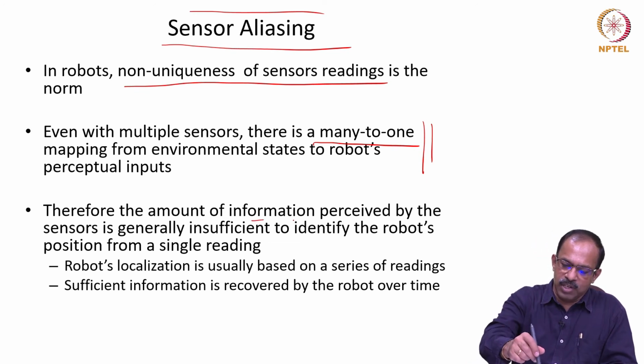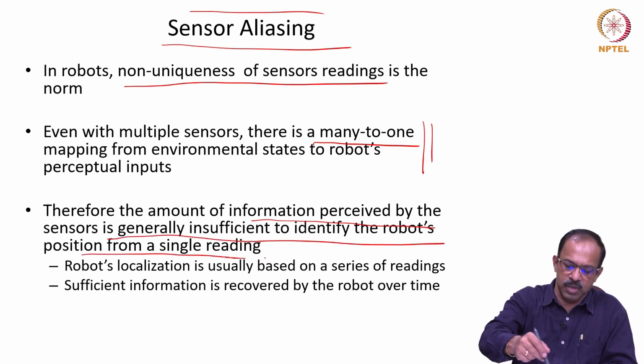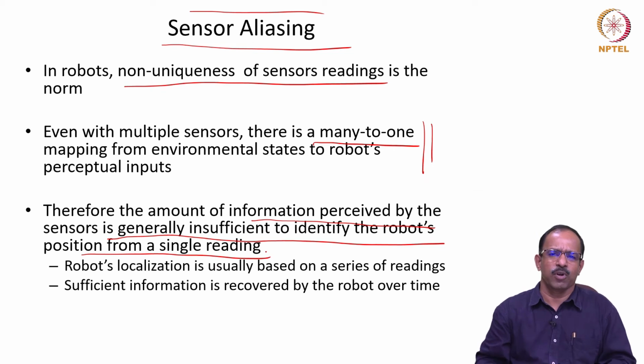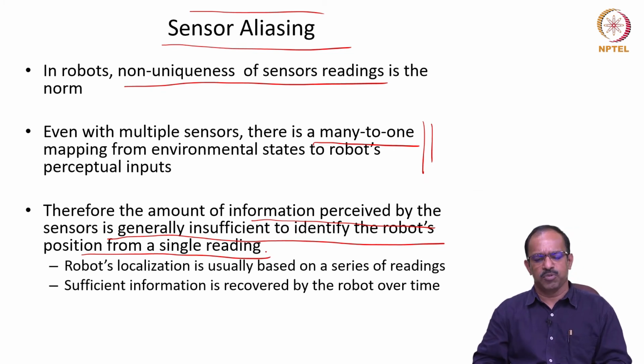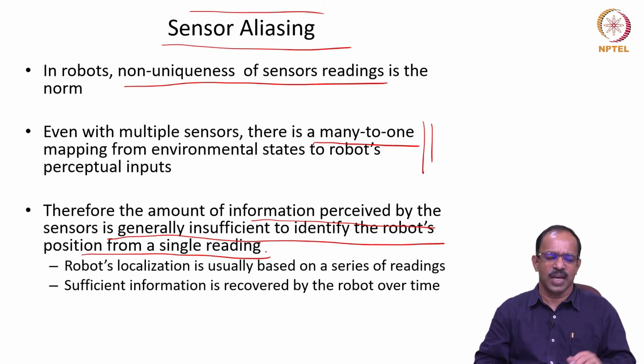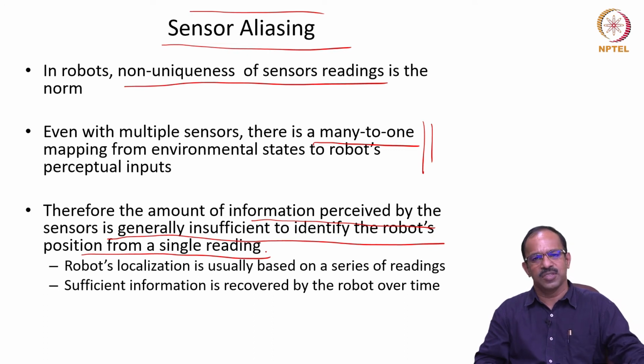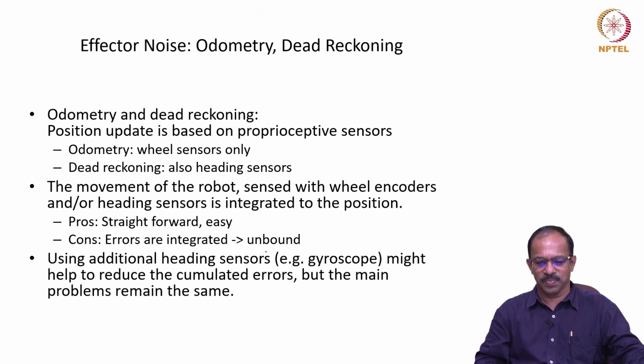Okay, and moreover, the information perceived by the sensor is generally insufficient to identify the robot's position from a single reading. So, a single reading may not be sufficient to estimate the position of the robot. So, these are all challenges in using sensors for localization.